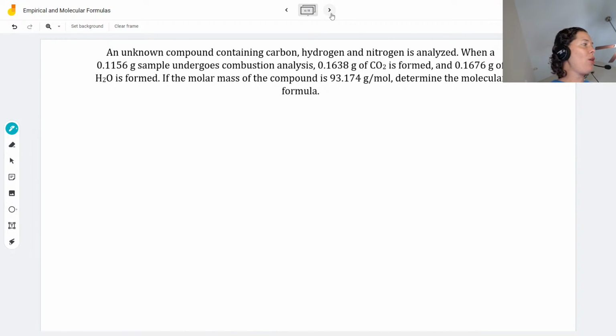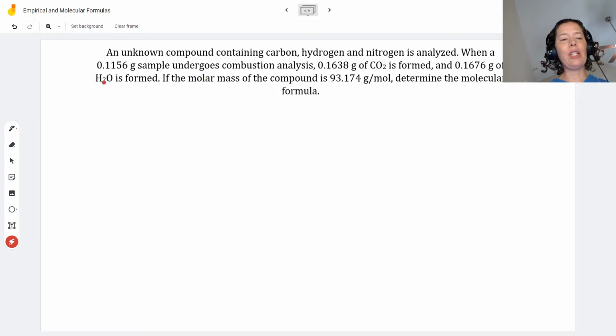All right, so here we're going to start with our, taking it up to the next level, our more difficult problem. So this is a combustion analysis problem. What we've got is an unknown compound here. Let me switch. And it contains carbon, hydrogen, and nitrogen.